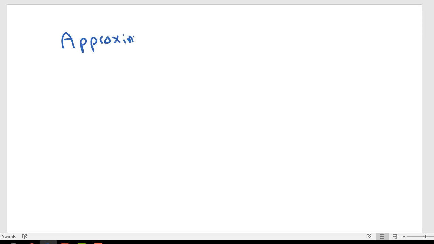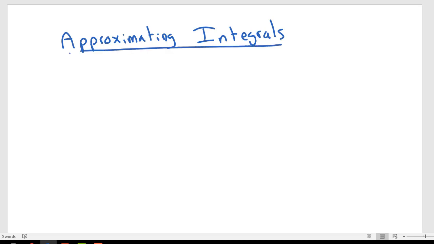Now technically, back in a Calc 1 video, we discussed at the very beginning of integration using the left endpoint, right endpoint, and midpoint. Usually integration is presented to you as finding the area under the curve, and that's how we initially interpret integrals.